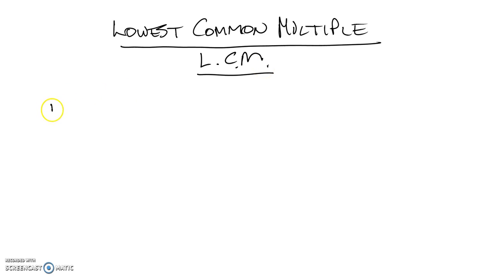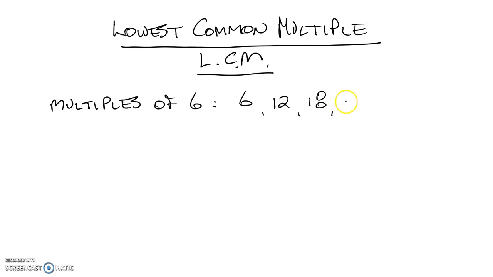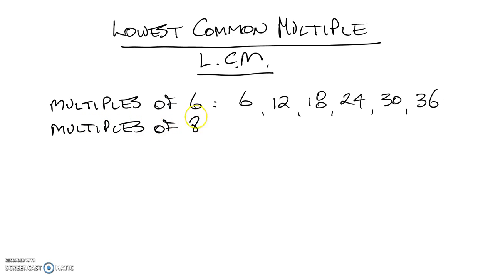So let's look at the multiples of 6 again. You remember we went 6 times 1 was 6, 6 times 2 is 12, 6 times 3 is 18, 6 times 4 was 24, 6 5s were 30, 6 6s were 36, and so on. And now we'll look at the multiples of 8. And again, 8 1s are 8, 8 2s are 16, 8 3s are 24, 8 4s are 32, 8 5s are 40, and we could go on.